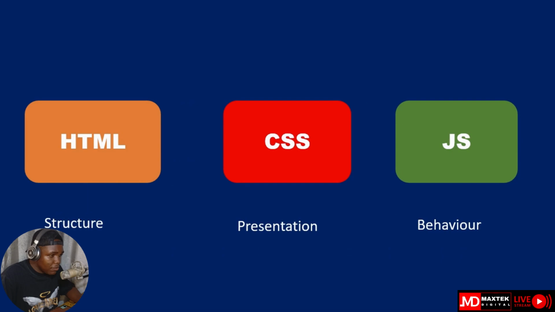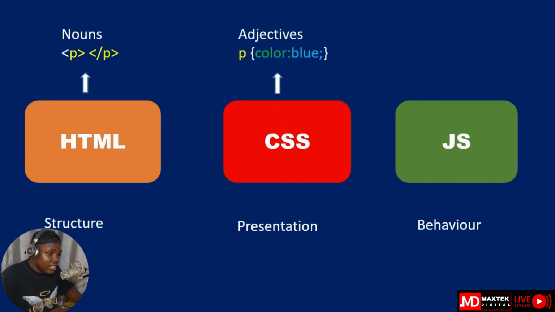You can also think of these three languages in terms of parts of the English language. So you can look at HTML as the noun because it defines the structure and contents, like paragraphs using the p tag. You can look at CSS as an adjective. It describes how elements look, such as color and different styles. JavaScript is like verbs. It defines actions, such as prompting the user or responding to events.